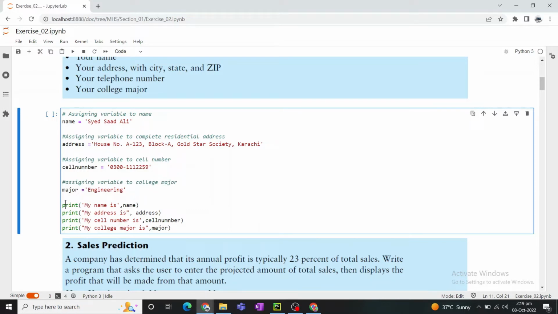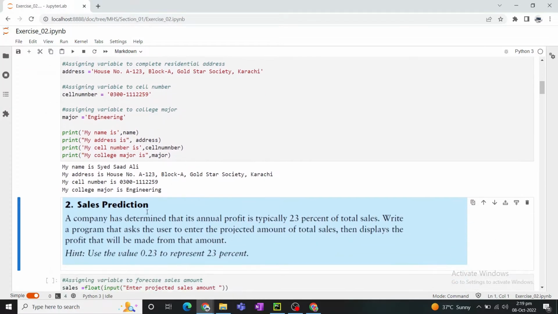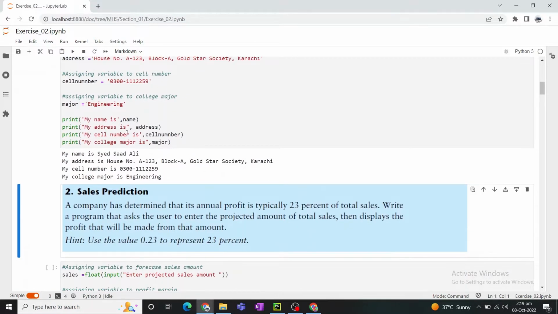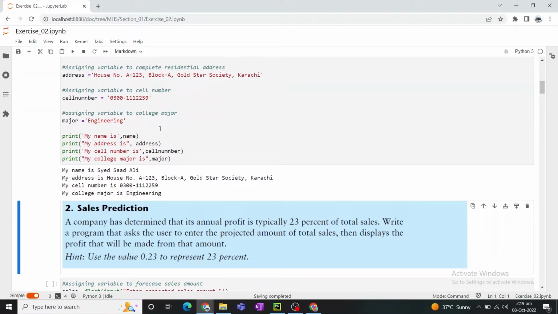So now the final thing is to print those variables that you have given input, that is the name, the address, and the cell number. These are the variables, you can see, without inverted commas or quotation marks, and these are the strings. So let's run and check what it prints. Okay, so you can see the name that you have given over there, Sayyid Saad Ali, got printed over here. My name is Sayyid Saad Ali. The address, the cell number, and the major, that is your education, the degree you hold basically.